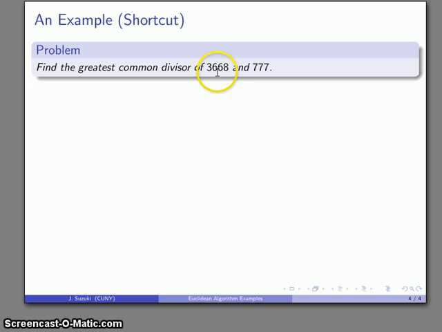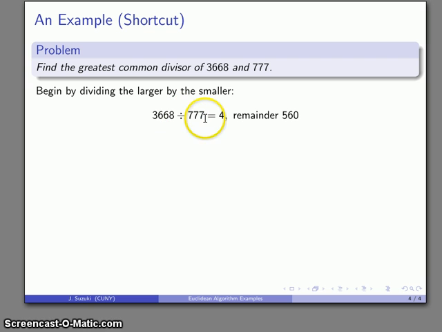And then this number might take you a little bit longer, as that's a somewhat more complicated number to figure out. But again, I can still start by dividing the larger number by the smaller number, get a quotient, who cares, and find the remainder 560.